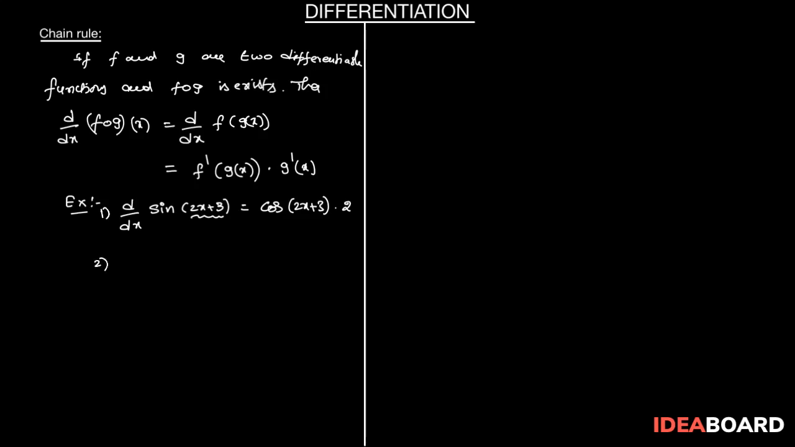Another example is the derivative of (ax plus b) whole to the power of n. Here the internal function is ax plus b. We can treat this as x power n form. The derivative of x power n is n into x to the power of n minus 1. Here in the place of x, that is (ax plus b) to the power of n minus 1, into the internal function ax plus b derivative, which is a.